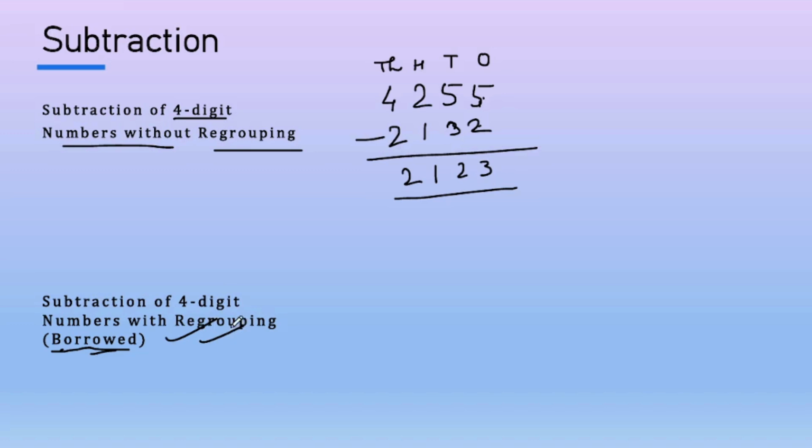Now let's take the example of subtraction with regrouping, that is borrowing. Let's say there is another number 6356, okay, and the other number is 4258. You need to subtract this. Okay, so 6 minus 8. This is 6 minus 8. Okay, now there is a concept of minuend and subtrahend.